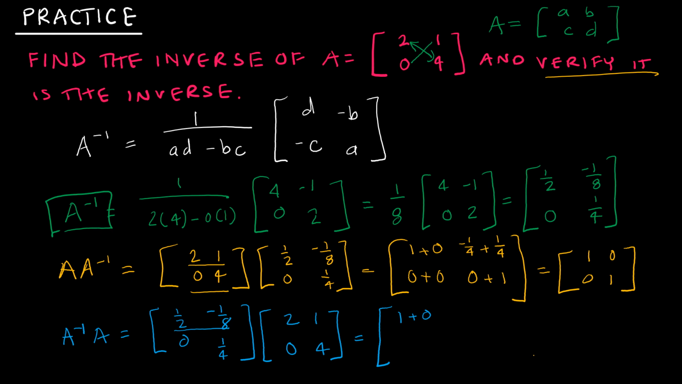First row times the second column is 1/2 times 1, which is 1/2, and then -1/8 times 4, which is -4/8, or -1/2. And then for the second row, 0 times 2 is 0, 1/4 times 0 is 0, and then 0 times 1 is 0, 1/4 times 4 is 1. And guess where we ended up? 1, 0, 0, 1.